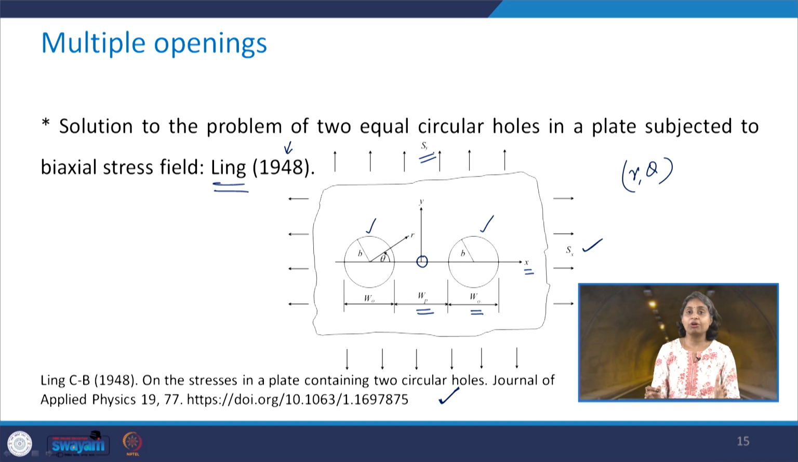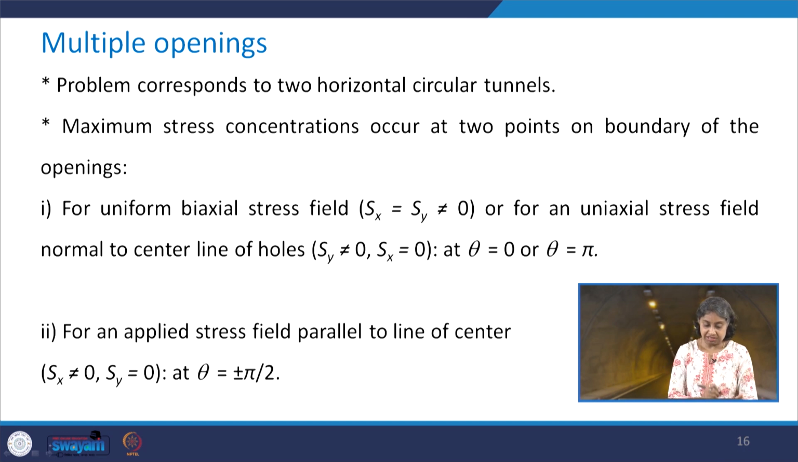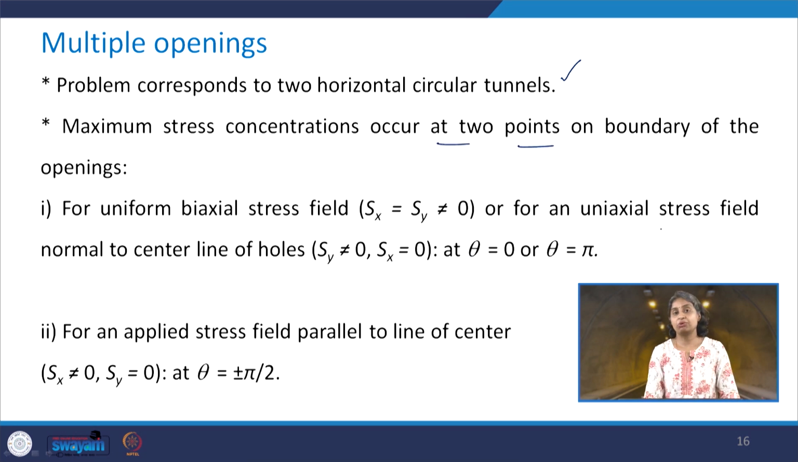So this problem was solved directly for the biaxial state of stress. This problem corresponded to the two horizontal circular tunnels, and it was observed that the maximum stress concentrations occur at 2 points on the boundary of the openings. What are those 2 points?